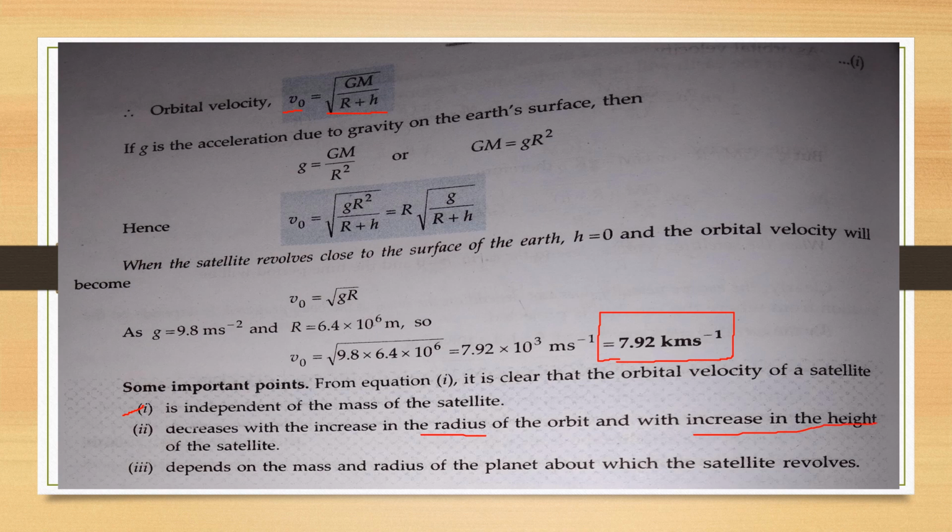Also the third point, that orbital velocity depends on the mass and the radius of the planet, which is also shown in equation number 1, that orbital velocity depends upon the capital M, that is the mass of the Earth, and capital R, that is the radius of the Earth. So this point is also very much clear, that orbital velocity depends on the mass and radius of the planet about which the satellite revolves.